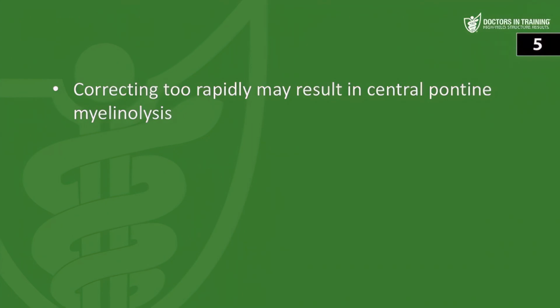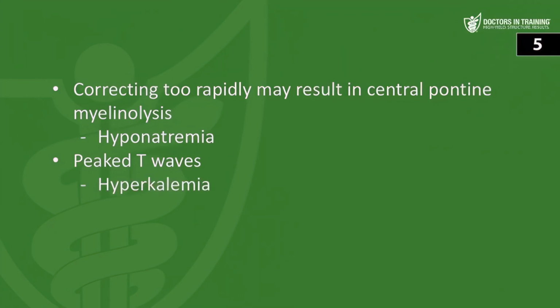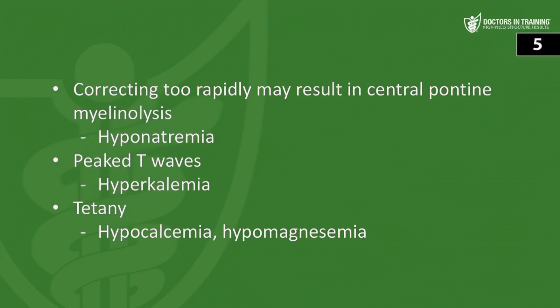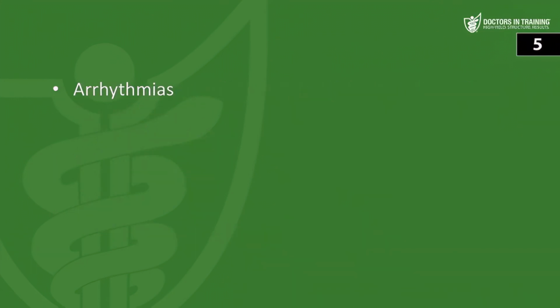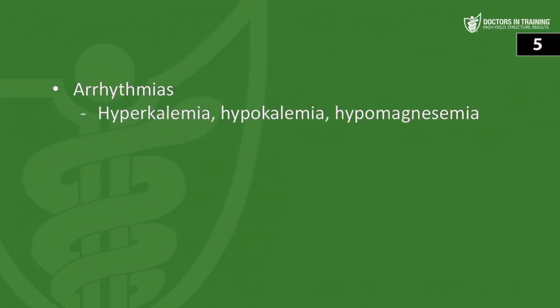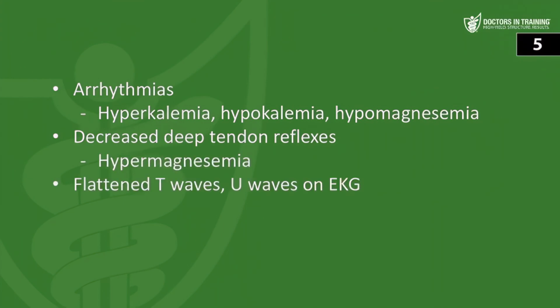Correcting too rapidly may result in central pontine myelinolysis, is hyponatremia. Peaked T waves is hyperkalemia. Tetany would be seen with hypocalcemia and also hypomagnesemia. Arrhythmias could be hyperkalemia, could be hypokalemia, or could be hypomagnesemia. Decreased deep tendon reflexes are seen with hypermagnesemia. And then flattened T waves with U waves on EKG would be hypokalemia.